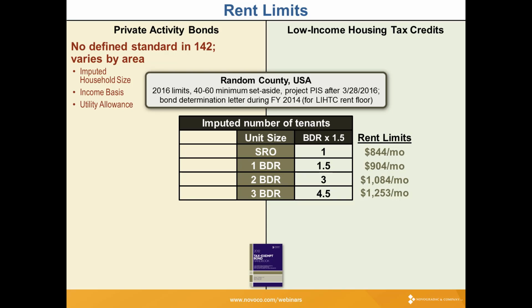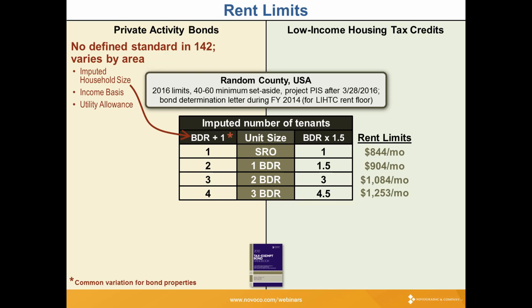It is common, or not uncommon, I should say, to have your imputed number of tenants be the number of bedrooms plus 1. That happens to work out the same for a single resident occupancy. It's different for 1 bedroom. It'll be the same for 2 bedroom, and different for your 3 bedrooms. We can take the exact same income limits published by HUD, but for a 3 bedroom, we have to do a 4-person income limit.